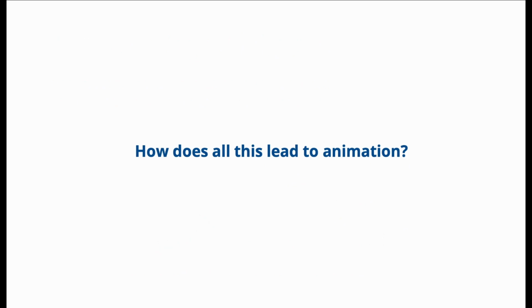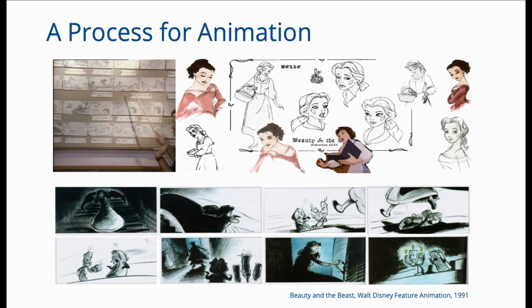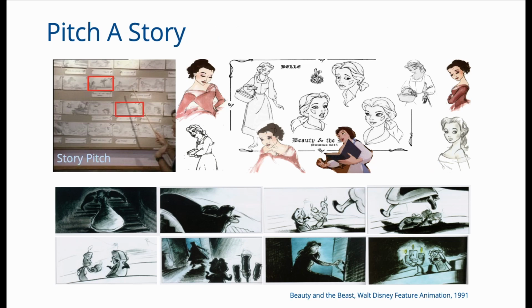How does all this lead to animation? So let us look at a sequence from this very beautifully animated film, The Beauty and the Beast, which is also a Walt Disney feature animation, and see what is the overall process in creating a scene in an animation of this sort. So first of all, there is a story pitch. So in a story pitch, the animators will sketch out some parts of the story very roughly and explain to their team what is the story that they're trying to animate.